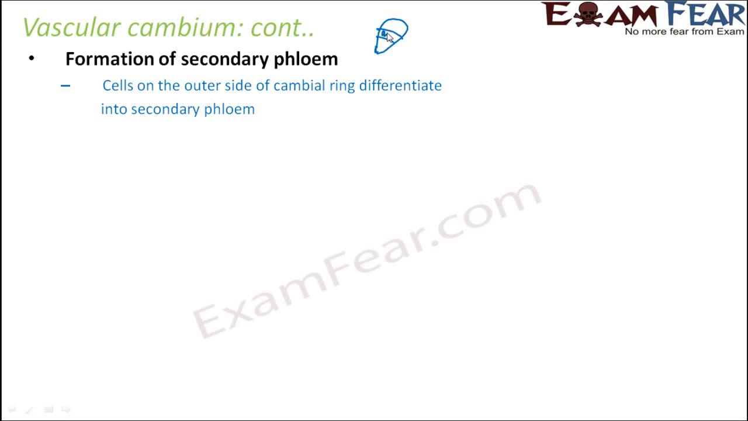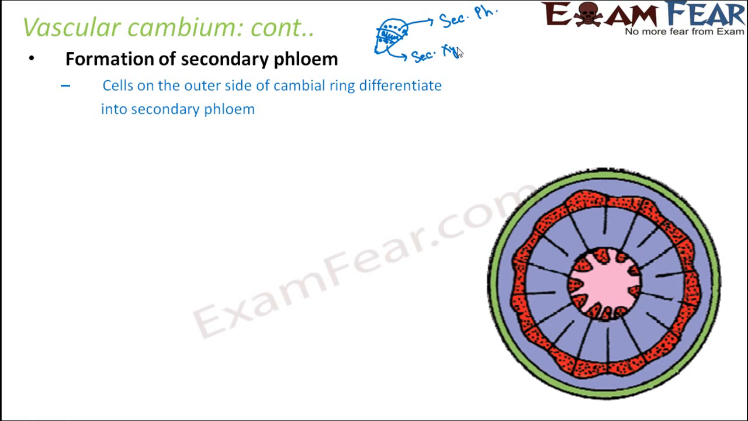So this is the cambium. If this cambium forms new cells on the outer side, so outer side is phloem, the new cells formed on the side of phloem will give rise to secondary phloem, and the new cells which are formed along the xylem side will give rise to secondary xylem. Right? So cells on the outer side of the cambial ring differentiate into secondary phloem.